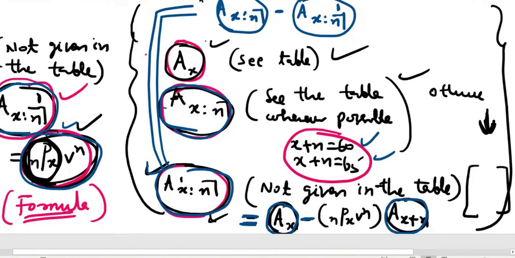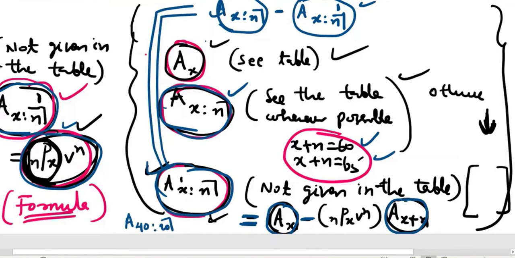So if you ask me when to use what, if x plus n is 60 or 65, this you can get from the table. So this you know, and this you always know. So subtract and find the value. If x plus n is not 60 or 65, you have to use the formula, this formula, and then find it. You might ask me a question: suppose I write A_{40:20} here. For this also you can use this formula.